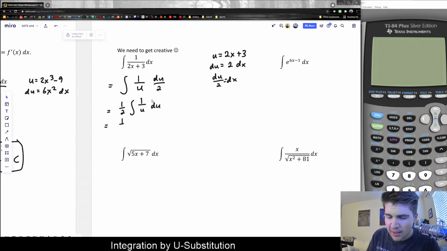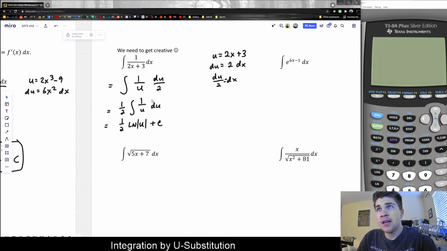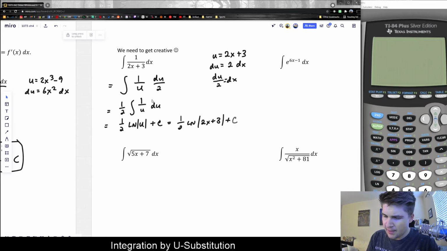So we'd have 1/2 times the natural log of u, technically absolute value, and again plus c, because in these examples we've always been working with indefinite integrals. And then the last step, as always, is to resub back in our x. So u is equal to 2x plus 3, so we'll go ahead and plug that back in. And now we are done.